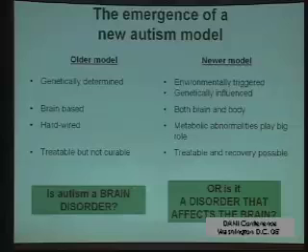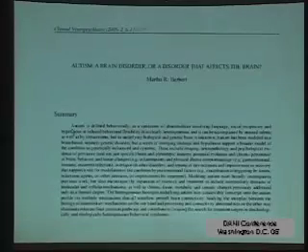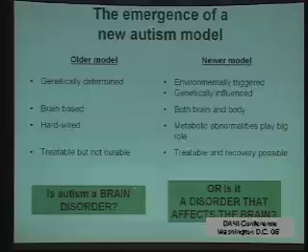Now, this is a summary of the model. The older model would say that autism is genetically determined. The newer model would say that autism is environmentally triggered and genetically influenced. The old model would say that autism is brain-based, and the new model would say it's both brain and body. The old model would say that the brain changes are hardwired. The new model would say that metabolic changes, chemical changes, circulating factors play a big role. The old model would say that it's treatable but not curable, and the new model would say that it's treatable, and as John said, recovery is possible.